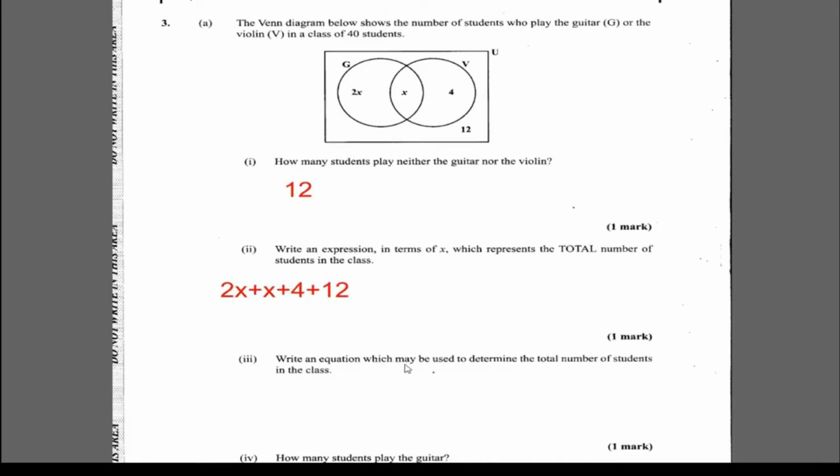Then it says write an equation which may be used to determine the total number of students in the classroom. Now the equation is this same thing right here, which would be 2x plus x, which is just 3x, plus 4 plus 12 is 16, so 3x plus 16 equals 40. All right, and that's that.